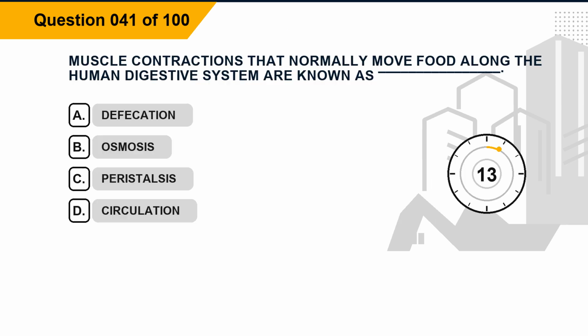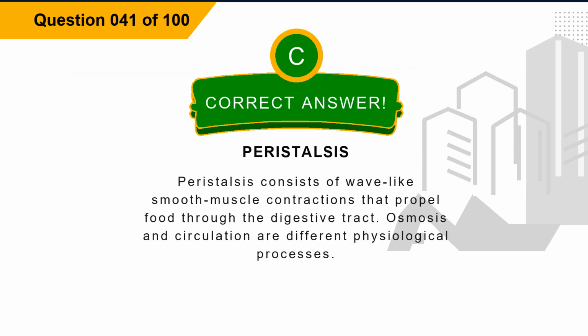Question 41. Muscle contractions that normally move food along the human digestive system are known as blank. Option A, defecation. Option B, osmosis. Option C, peristalsis. Option D, circulation. The correct answer is option C, peristalsis. Explanation. Peristalsis consists of wave-like smooth muscle contractions that propel food through the digestive tract. Osmosis and circulation are different physiological processes.